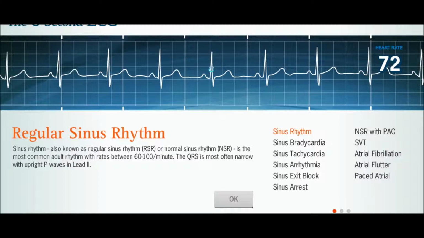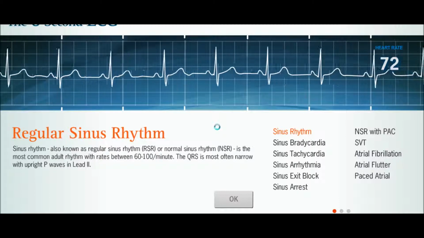Now if this one was moved over here to the left, then our heart rate would be 300, 150, 100 beats a minute. If it was moved from here to here, it would be 300, 150, 100, 75, 60. So it would be 60 beats per minute. So it's just a quick way you can look at your EKG rhythm and figure out your heart rate.